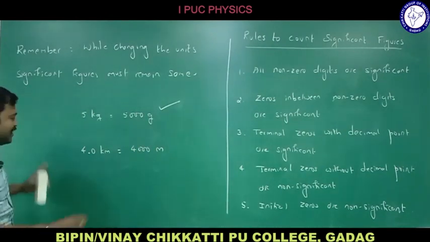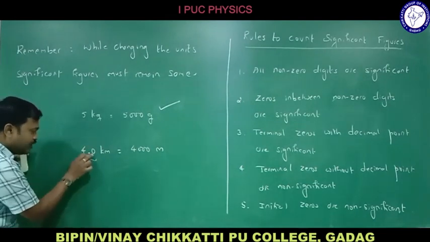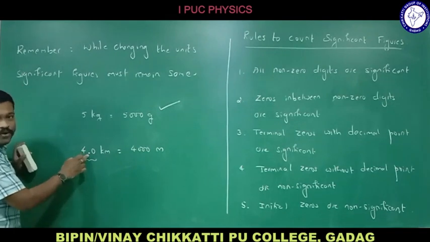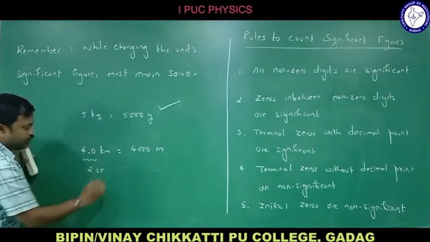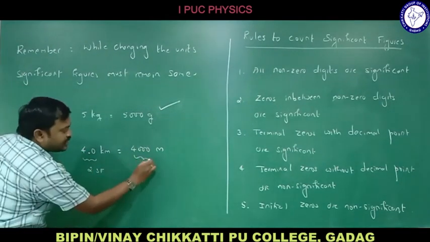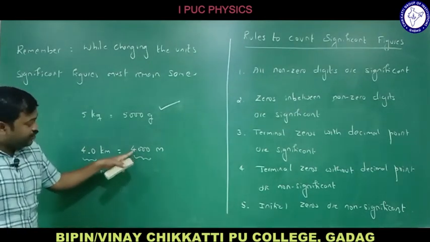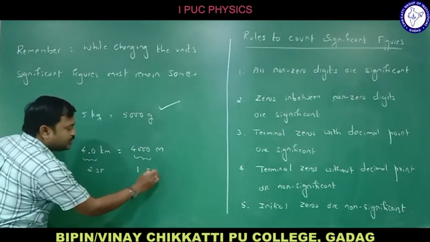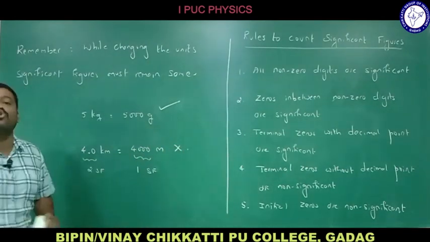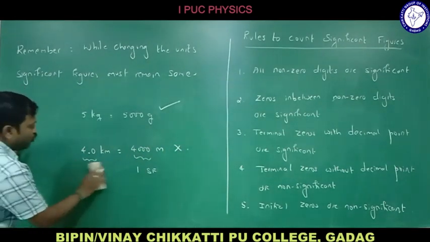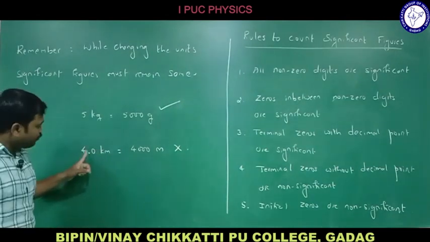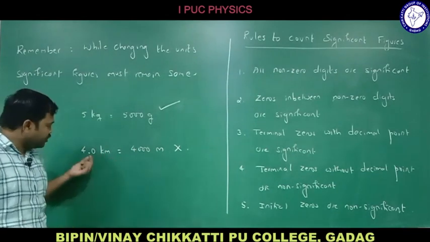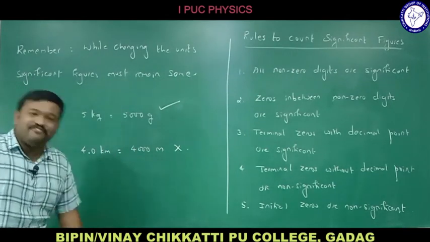How many significant figures are there here? Will this zero become significant? Yes, because there is a decimal point. So there are 2 significant figures. Here, how many significant figures are there? There is no decimal point, which means these zeros will not become significant. Only one significant figure, and this conversion is wrong. Do remember this. This conversion is wrong. 4.0 kilometer, you cannot write it as 4,000 meter, because there is a difference in significant figures.